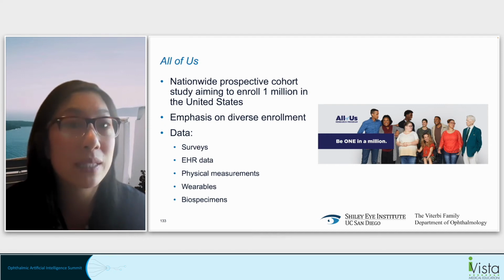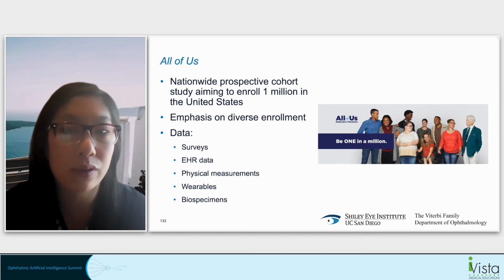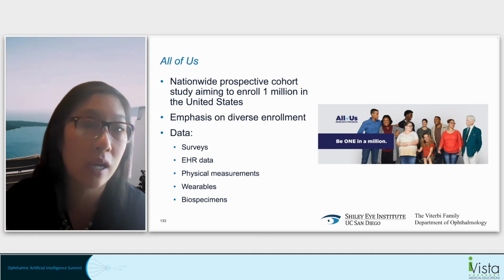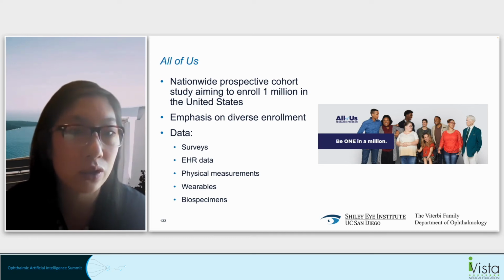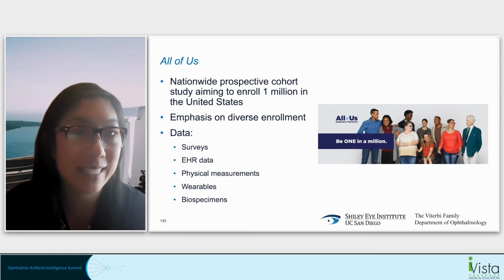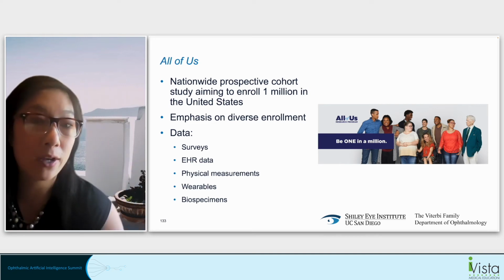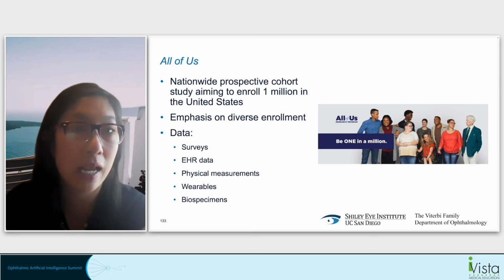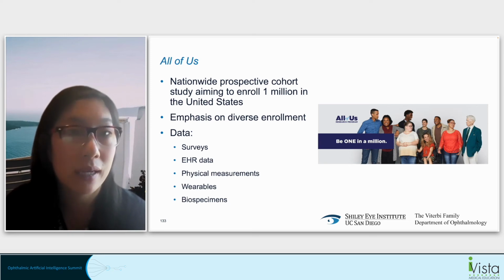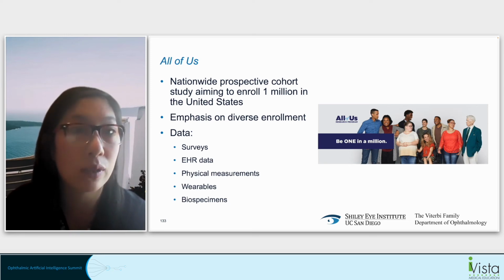They have a specific emphasis on diverse enrollment and reaching out to individuals who come from populations who have been historically underrepresented in biomedical research. There's a wide range of data, including survey data, electronic health record data, physical measurements, wearables like Fitbit devices, and biospecimens, so blood and urine. And now that's opened up a whole new avenue with the recent provision of genomic data as part of the database.